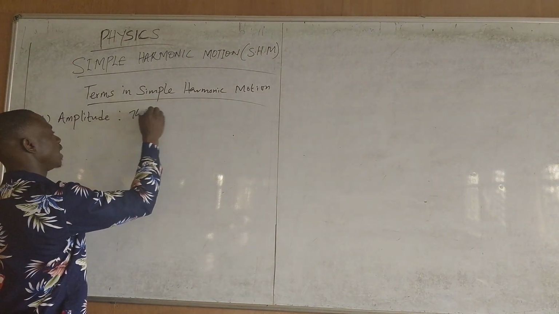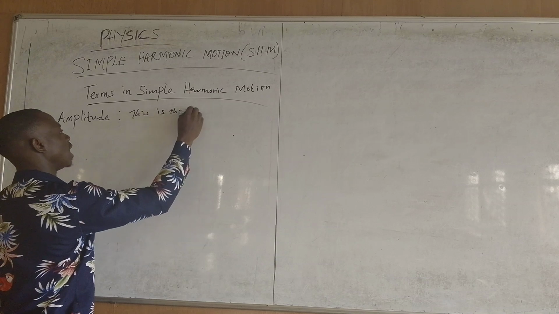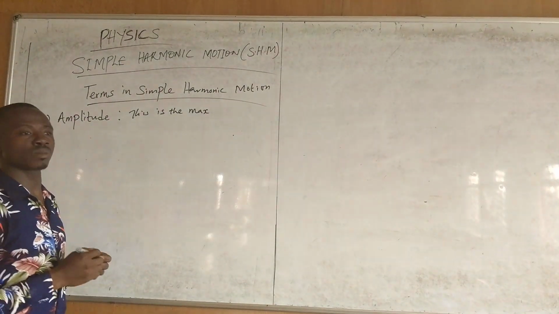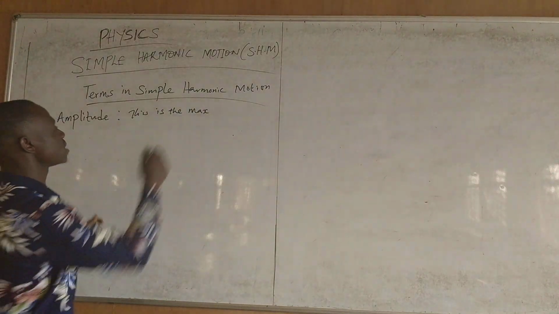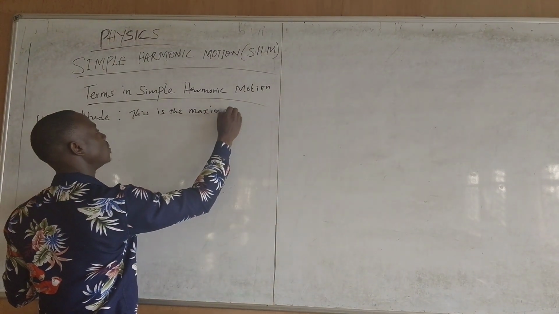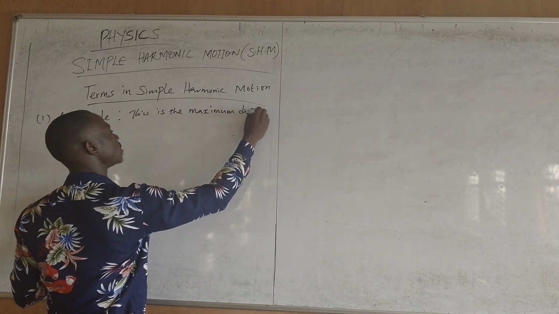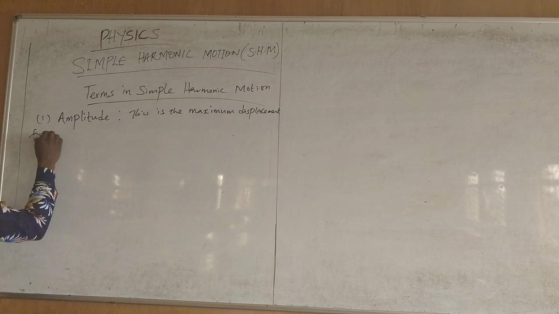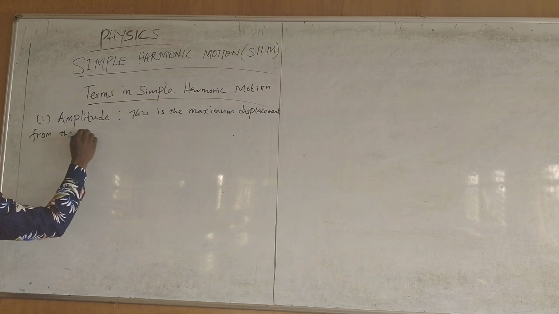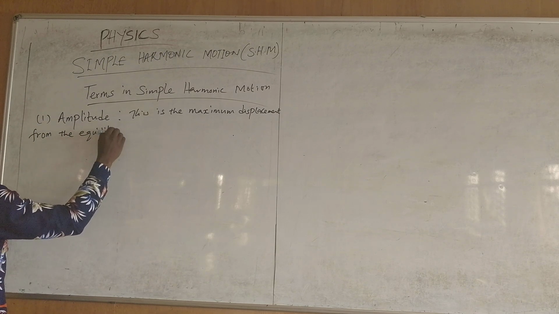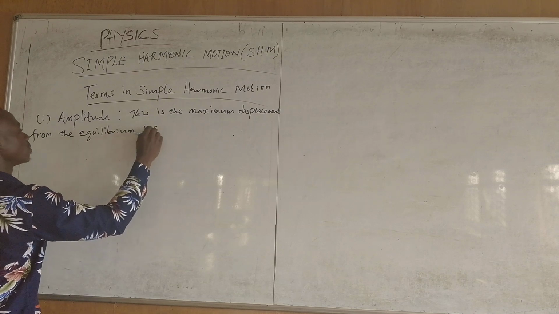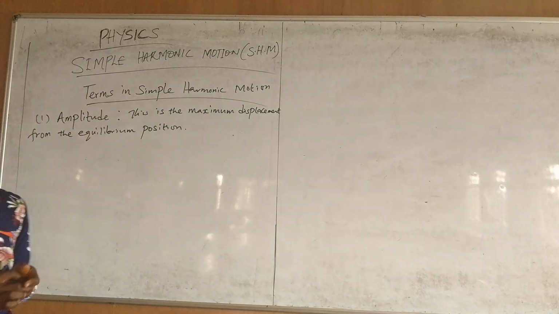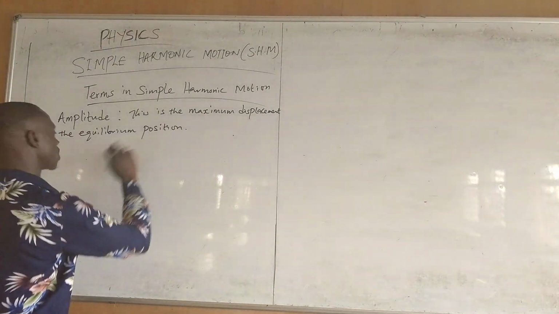Amplitude can be defined as the amplitude of a body undergoing simple harmonic motion. It can be defined as the maximum displacement from the equilibrium position. Okay, the maximum displacement from the equilibrium position, and it is denoted by what?